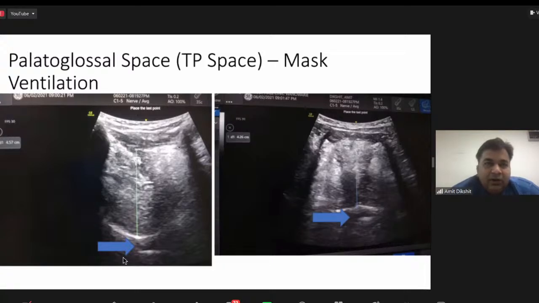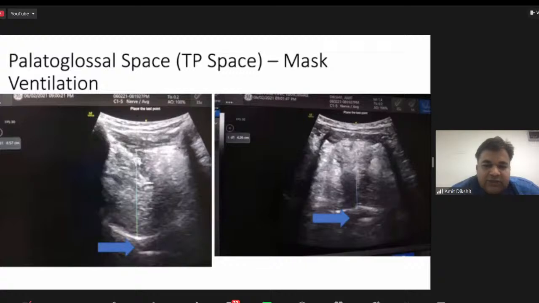But it cannot be extrapolated to when we are doing mask ventilation. So this is the position of tongue in neutral position. The tongue is inside the mouth, and the mouth is closed, and there is a space between the palate and the tongue. So it is telling me that probably I'll be able to ventilate this patient with bag and mask very well, because there is a space.